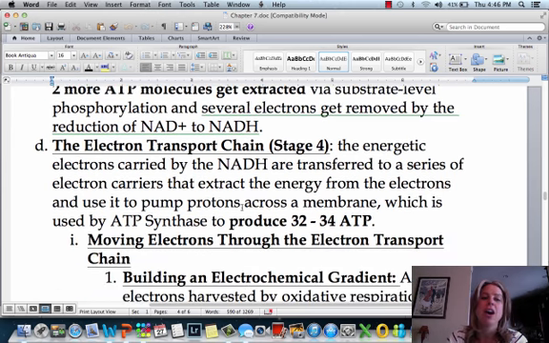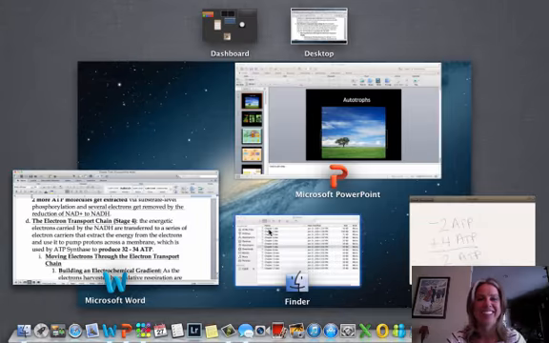All right, so you're probably wondering, why do we keep converting NAD+ to NADH? Well, those are actually going to end up at the electron transport chain. So all those electrons are going to end up there in order to make the electron transport chain happen. Okay, so let's look at a picture of the electron transport chain.